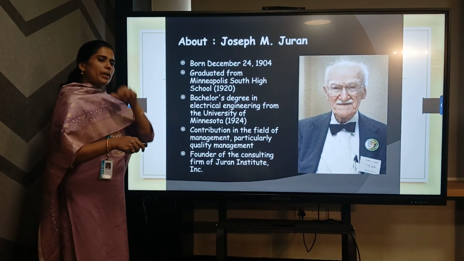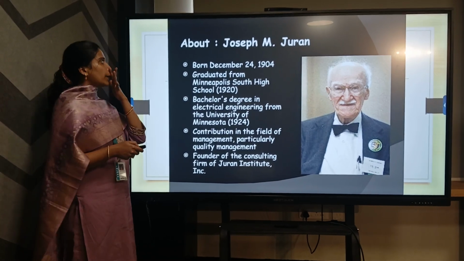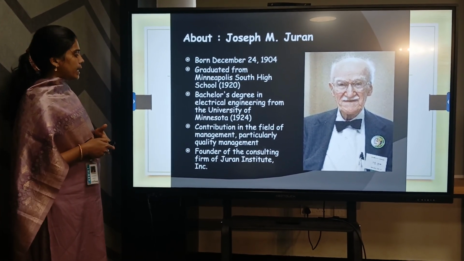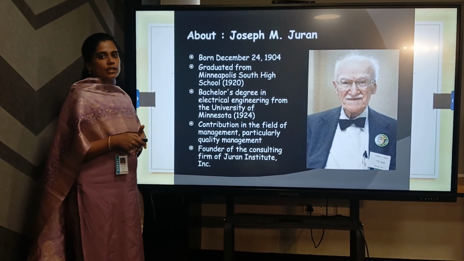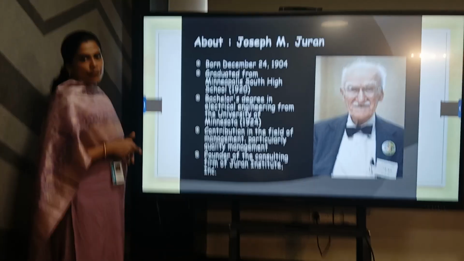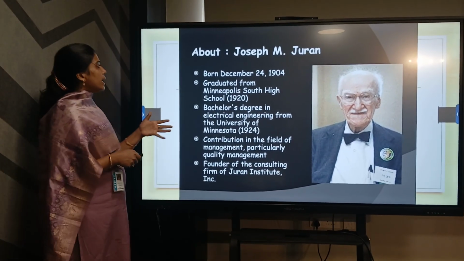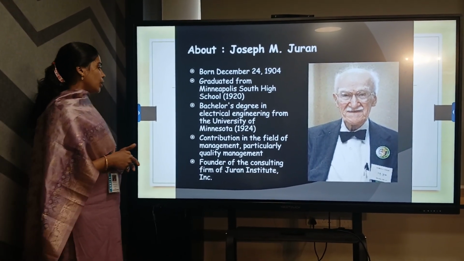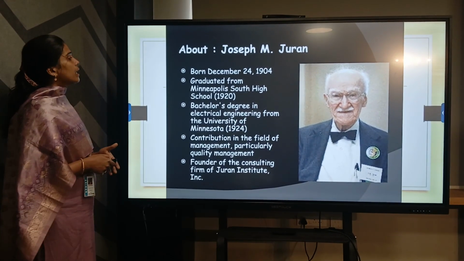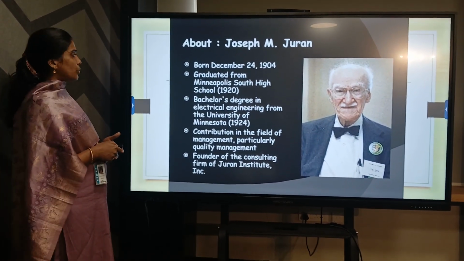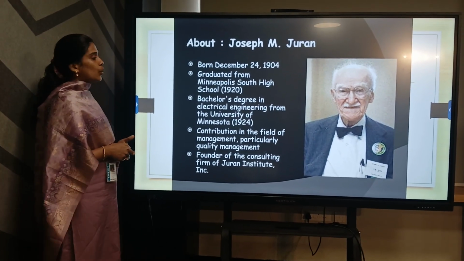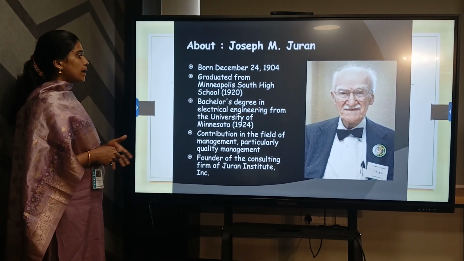About this, you have so many other quality gurus. One such quality guru is Joseph M. Juran. What Joseph M. Juran tells is, he made a trilogy concept. Joseph M. Juran is a father of philosophy and father of quality management. He has published a book, Juran's Philosophy. He was born on December 24, 1904, and graduated from school in Minneapolis in 1920.